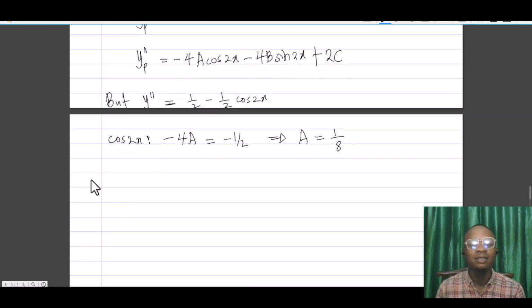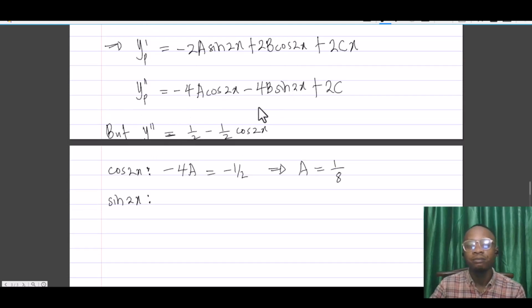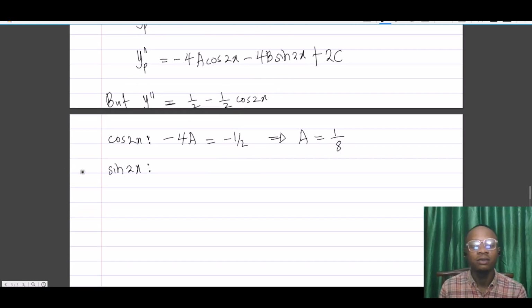Then what is the next thing? This is going to give us sine 2x, for the coefficients of sine 2x. In y prime prime, I have minus 4b to be the coefficient of sine 2x. So multiply by 1, that is still minus 4b, and that should be equal to, there is nothing here for sine 2x, that should be equal to 0. That means b equals 0.